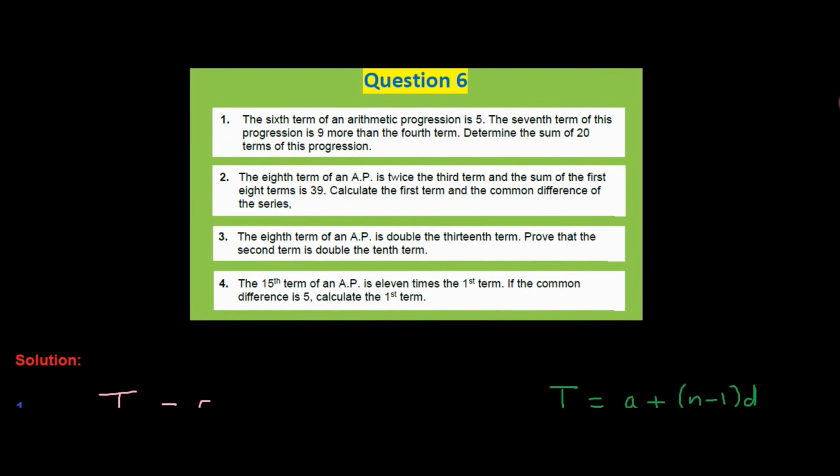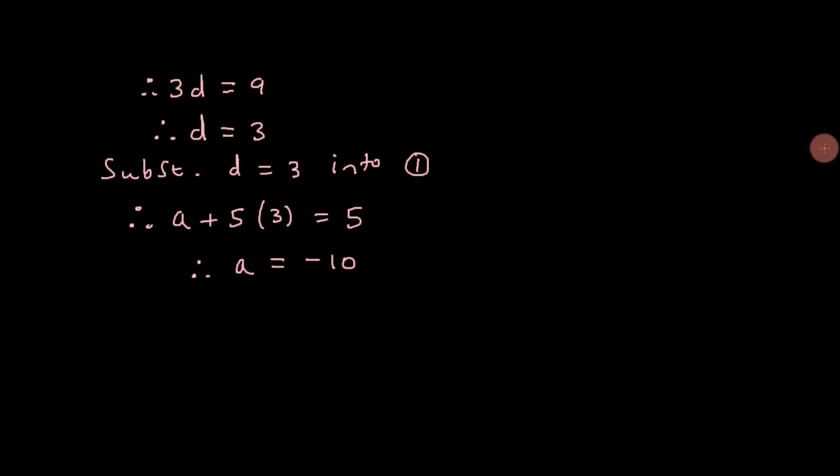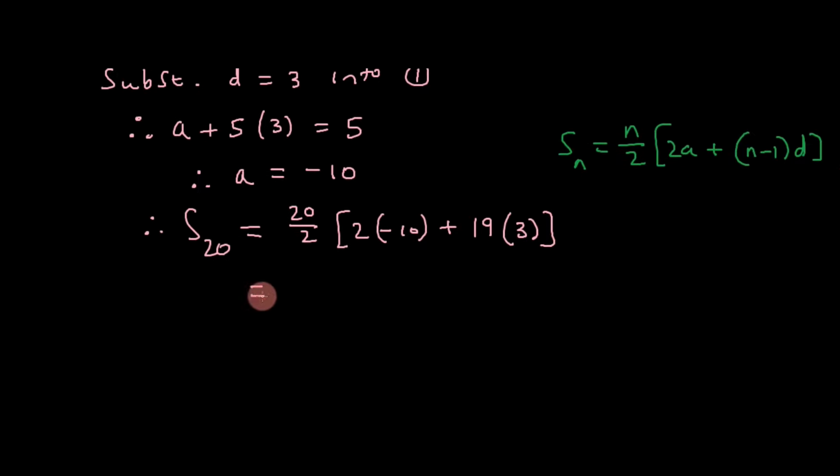Now, the question also says determine the sum of the 20 terms of this progression. So we must find s sub 20, and we're going to use s sub n is n over 2 into 2a plus n minus 1 times d. And we want s sub 20. n over 2 is 20 over 2 into 2a plus n minus 1 is 19 times d, which is 3. And we can find this on a calculator.